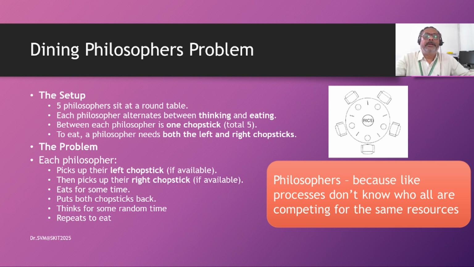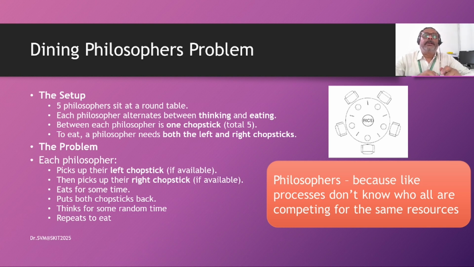So if we try to draw an analogy between these two: thinking is similar to a situation where shared resources are not required, that means the non-critical state. Eating requires both the chopsticks, so that means it is getting into the critical state. A philosopher is a process, and if a process wants to enter the critical section, both chopsticks are required, and only if it gets both chopsticks does it get into the critical section.